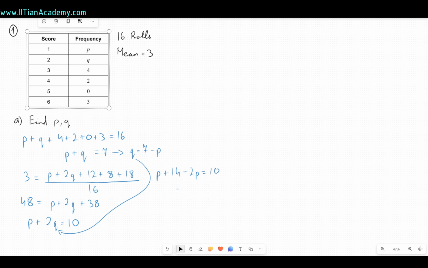So we see that minus P is equal to minus 4. So P is equal to 4. And then we can just plug this back into here to find that Q is equal to 3.